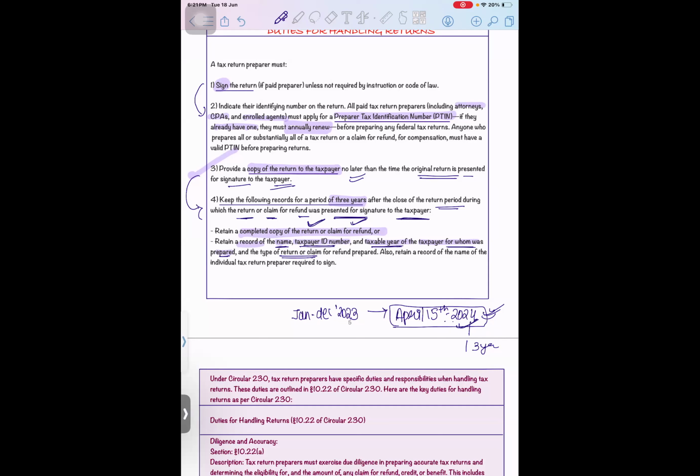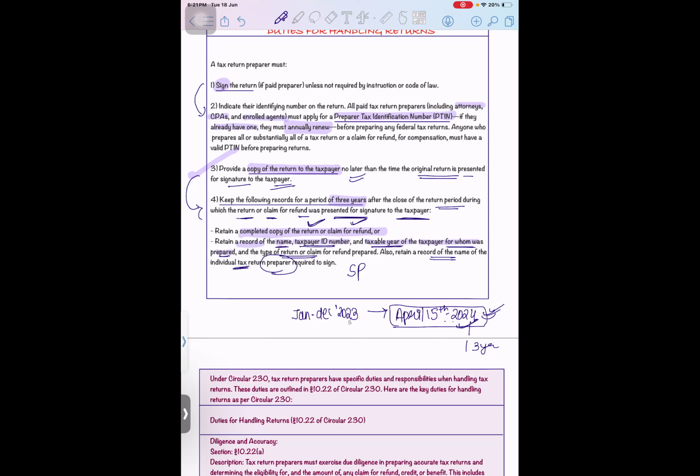You are also going to retain a record of the name of the individual preparer who has prepared that return. Let's say I have prepared it myself, signed it and filed it with the IRS. So I'll mention my name. Okay. Many times, in big companies, you have to mention the initials of the preparer. So let's say I used to mention SP.